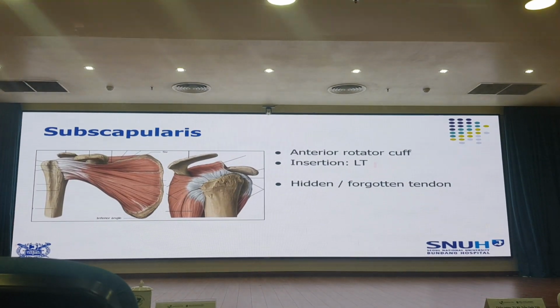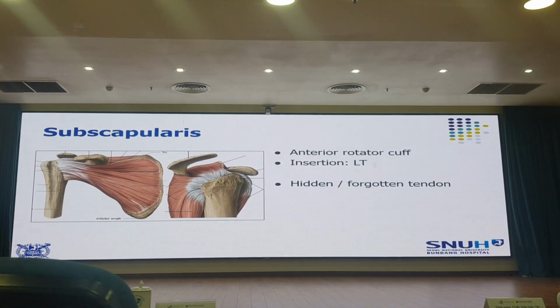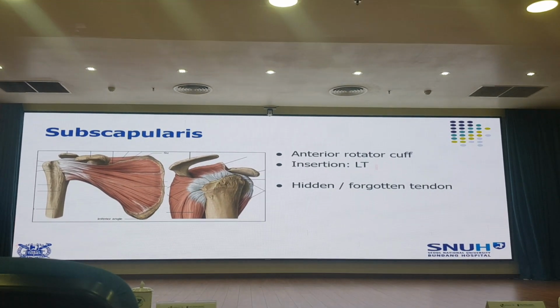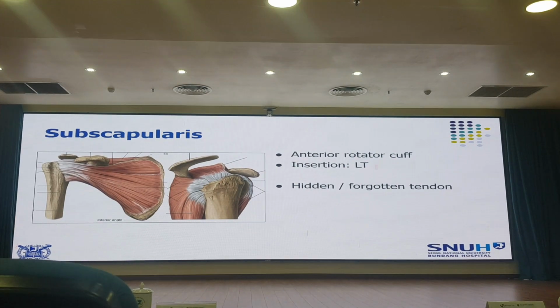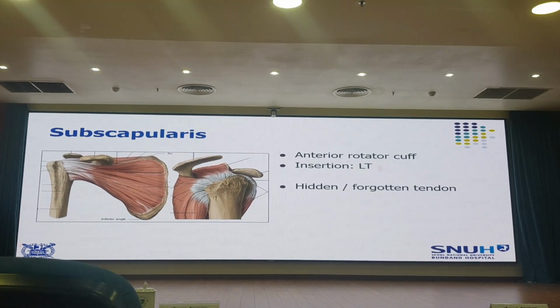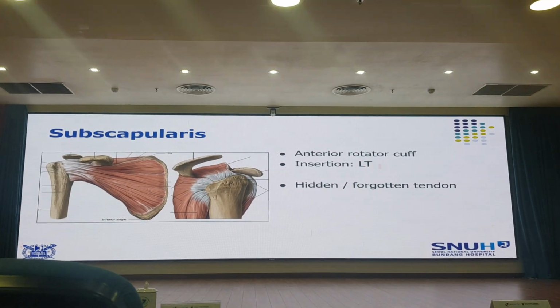After checking the biceps tendon, I always check the subscapularis. The subscapularis is the anterior rotator cuff tendon, which inserts on the lesser tuberosity. In the past, it was called a hidden or forgotten tendon, but currently the importance of the subscapularis is growing.